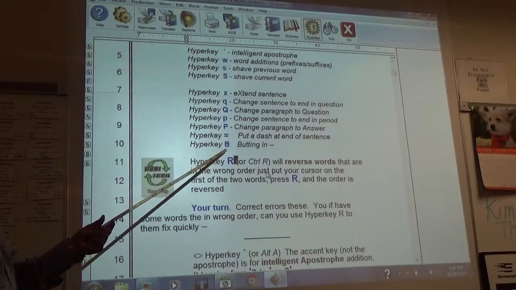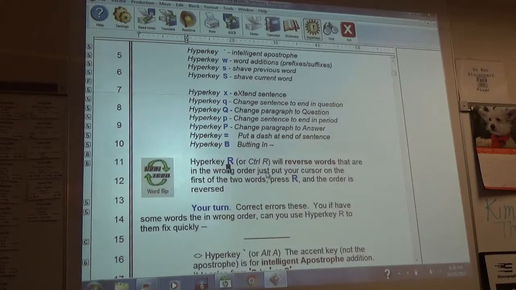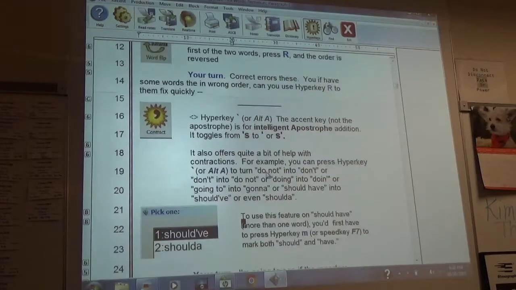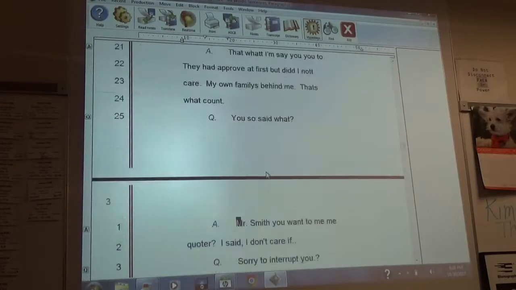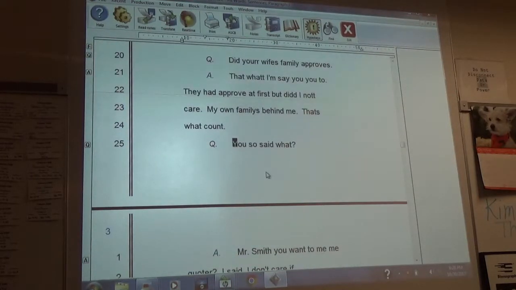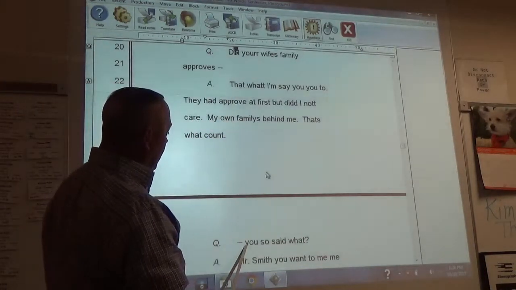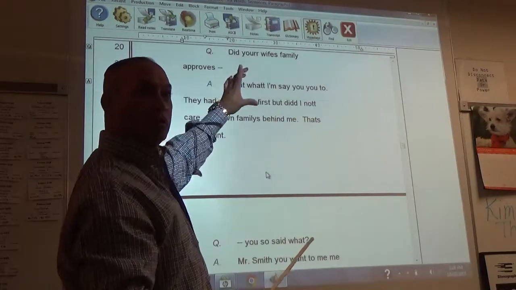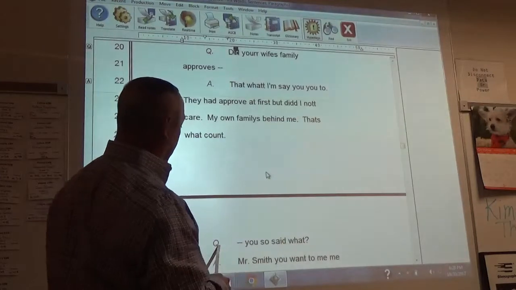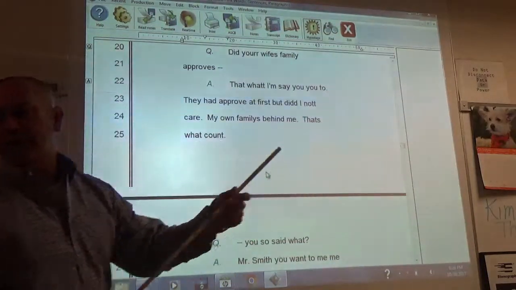And the B is butting in. Remember? Shift B. Let me see if I can find a spot where it'll do it. There may not be one. Yeah, there is. So if you're right here, Shift B, you see what it did? So it put a dash, I was right here. It put a dash at the end of the last question. I was down here. So it's always going to work back. Okay? Did y'all see that? Let me do it again.